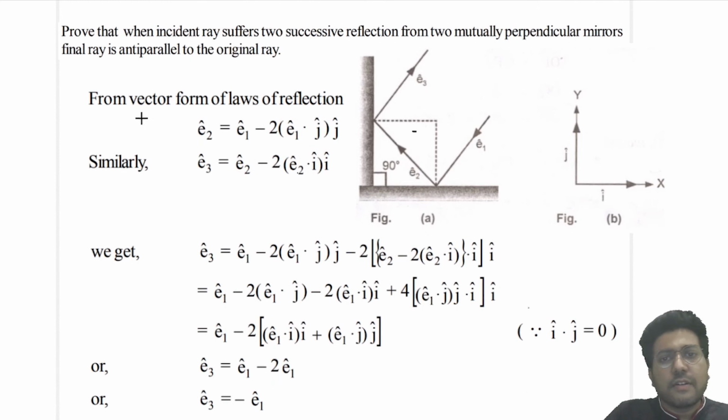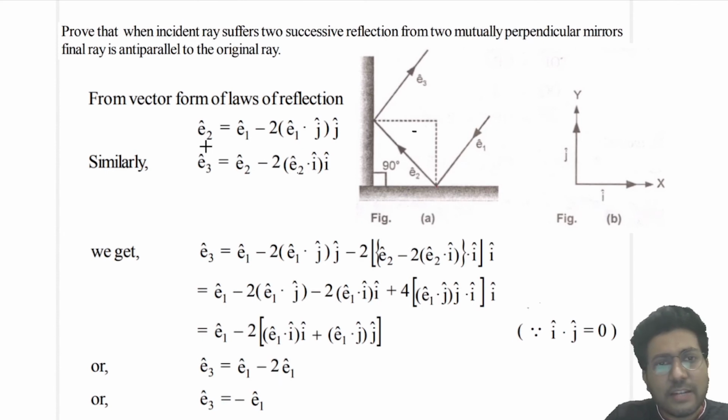Then from the law of reflection, show that the emergent ray is anti-parallel to the incident ray. So if this is the incident ray, you have to show that the emergent ray is anti-parallel to the incident ray. Alright. So what we will do here, see, this is the incident ray, that is E1 cap, and this is the reflected ray, that is E2 cap.